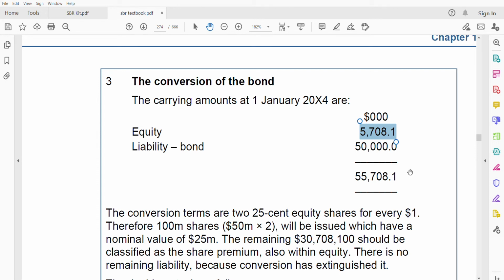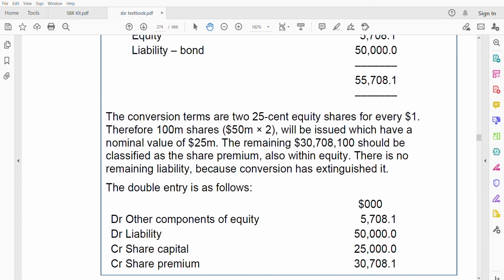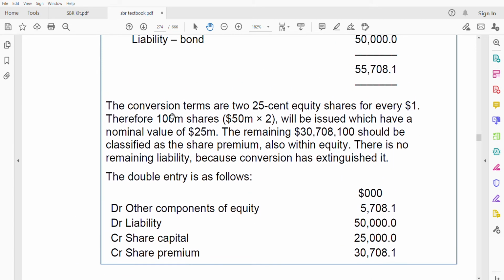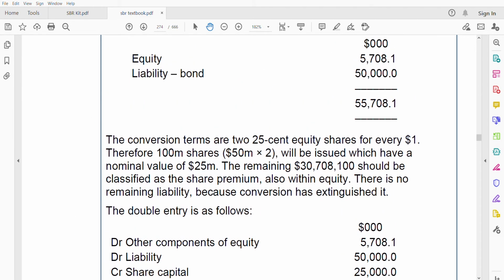Now we have to do one more thing with that. What was the conversion terms? 2.25 equity shares for $1. 2.25 equity shares for every $1. Therefore 100 million shares will be issued, which have a nominal value of 25 million.